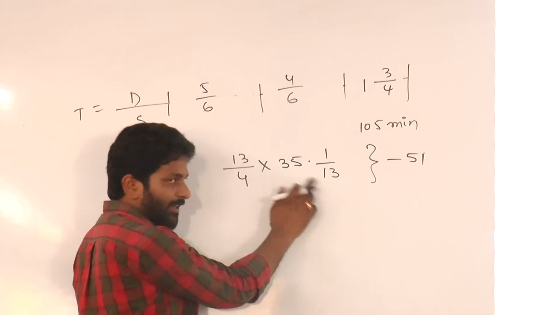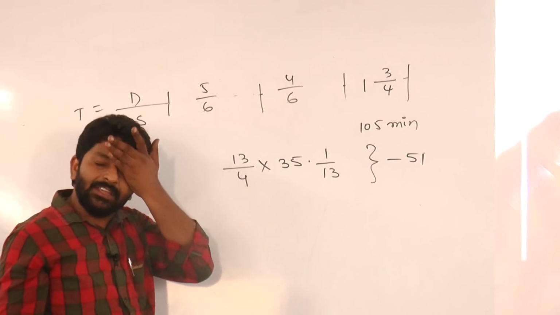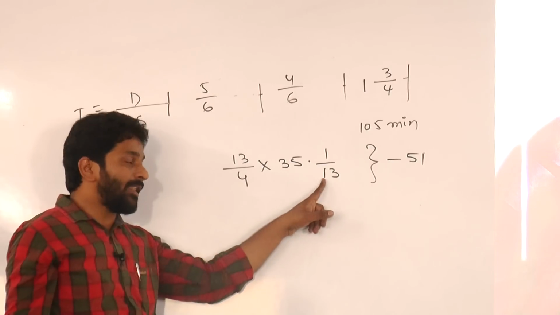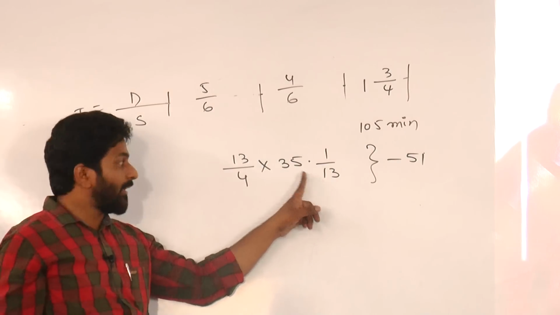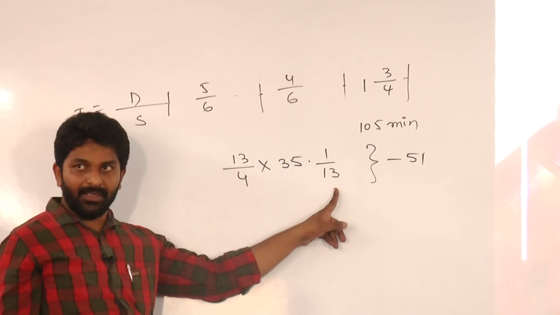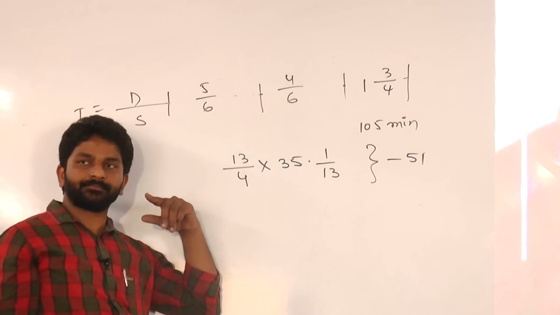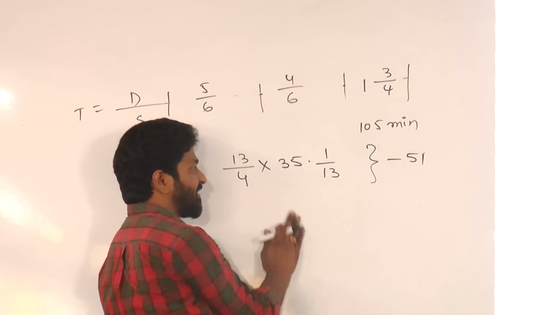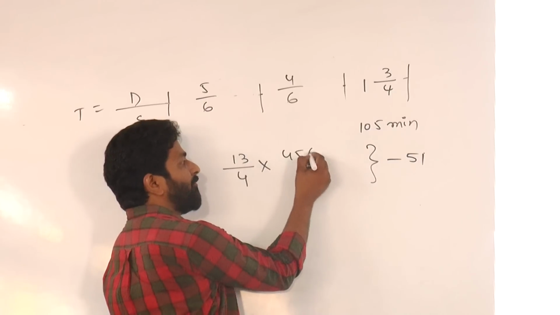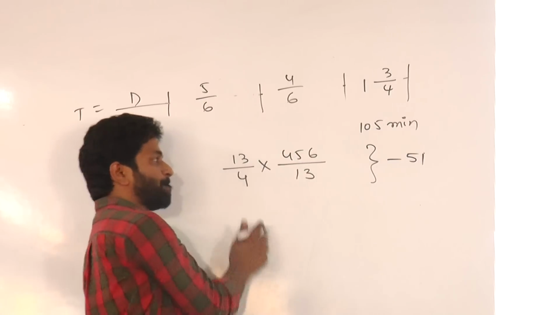35 13 times we need to calculate. 35 10 times, and then 35 3 times. 35 10 times is 350. 35 3 times, 105. 350 plus 105, 455 plus 1, 456. So that becomes 456 by 13.